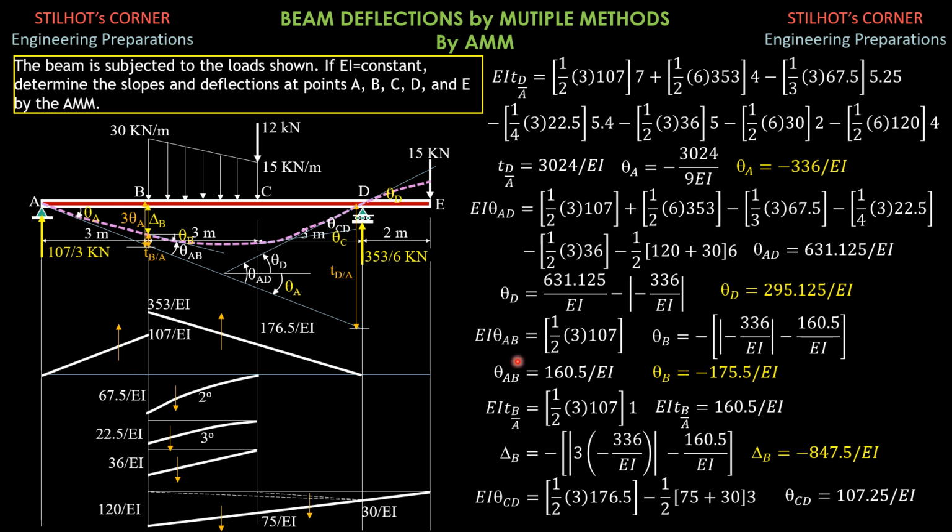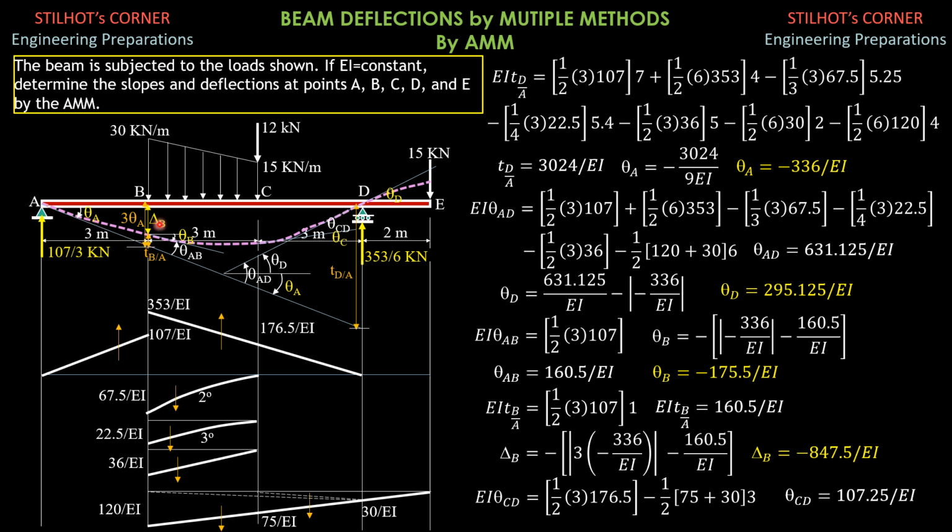So EI deviation of B relative to A is 1/2 of 3 times 107 times 1. So EI deviation of B relative to A is positive 160.5 over EI. Positive means that the point B on the elastic curve is above the reference tangent at A, as shown.